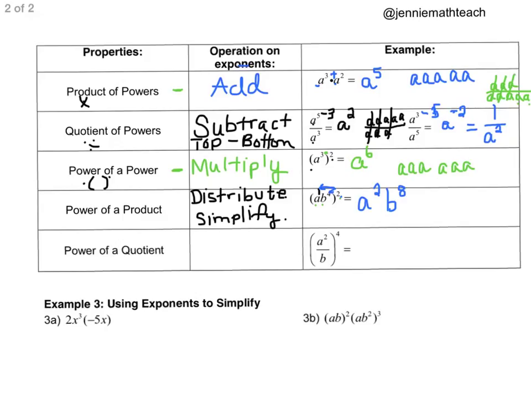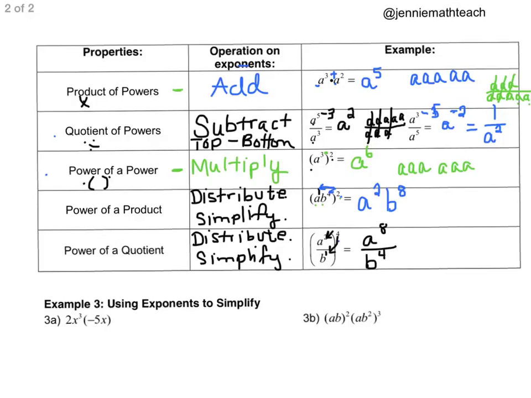The last rule takes the power rule and the quotient rule and puts them together. So now we have 2 things, one on top, one on bottom, and they are all raised to the exponent 4 out there. The rule here is the same. You distribute to all the exponents inside and then simplify if possible. So we're going to have a to the second, b to the first. So 4 times 2 is 8, and 4 times 1 is 4.